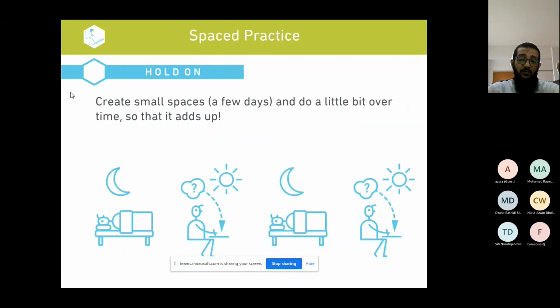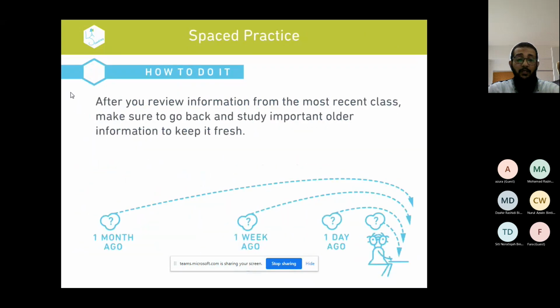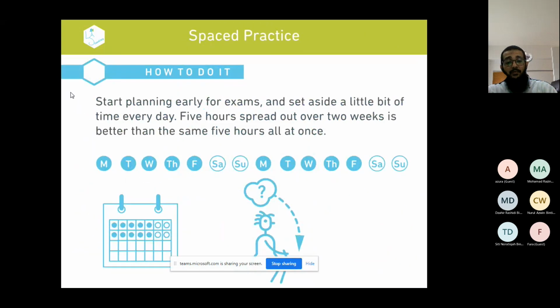Let me take an example from here. If you have 5 hours spread out over 2 weeks, it is much better than the same 5 hours all at once, maybe the day before the exam. This is proven by scientific experiments, by the way. And actually, really, it's intuitive.